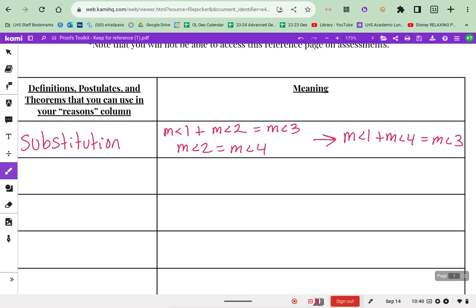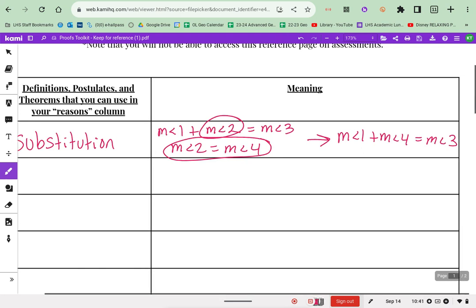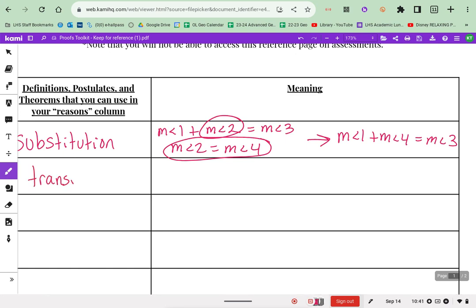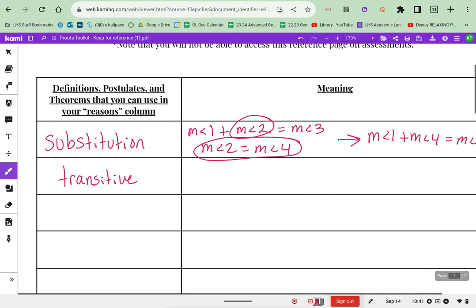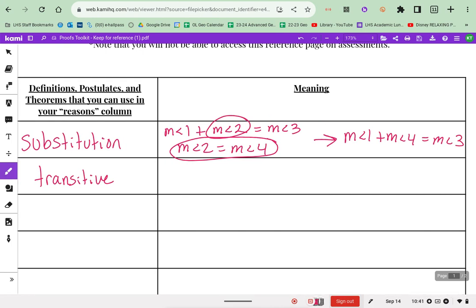Out from one piece of one side of an equation. So we just took angle 2 and swapped it out for angle 4. And we also had the transitive property. So again, I'll give you an example for the meaning.